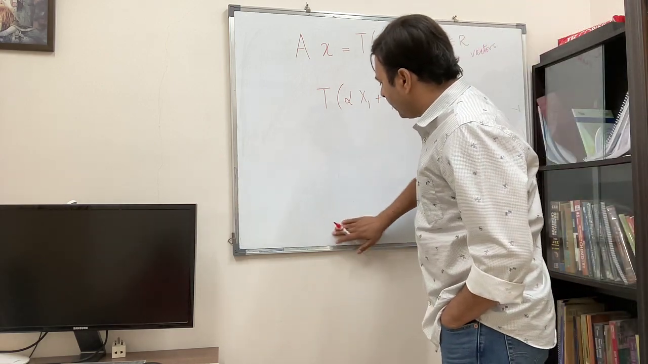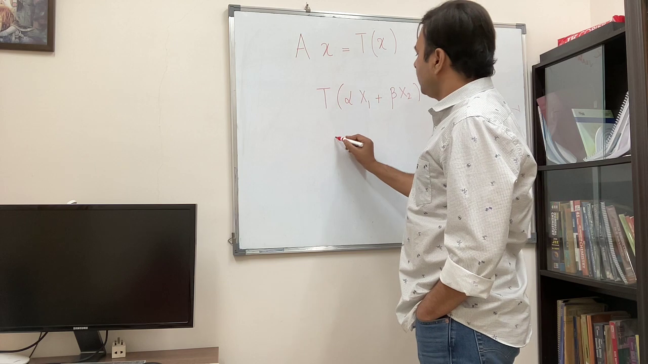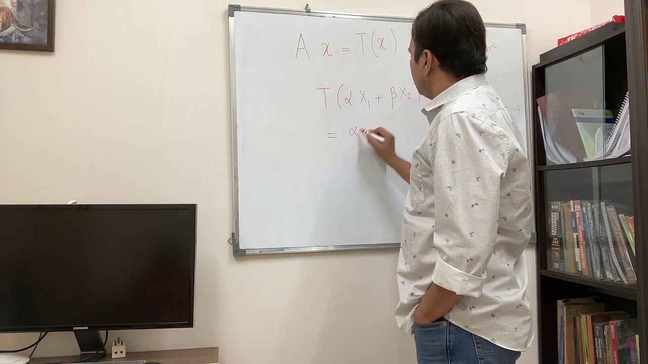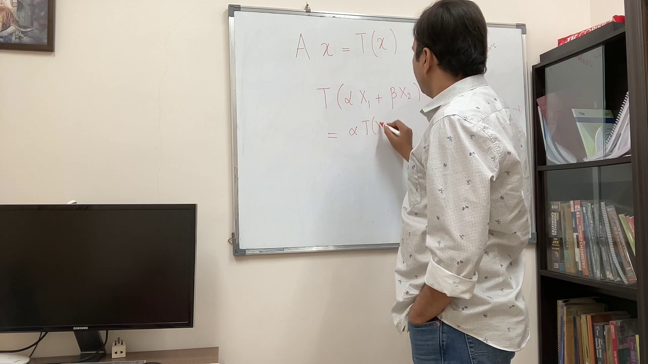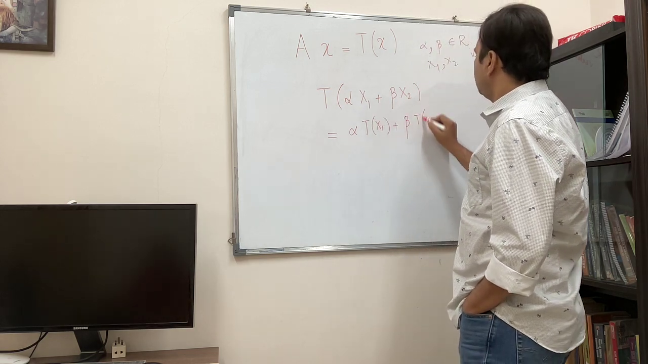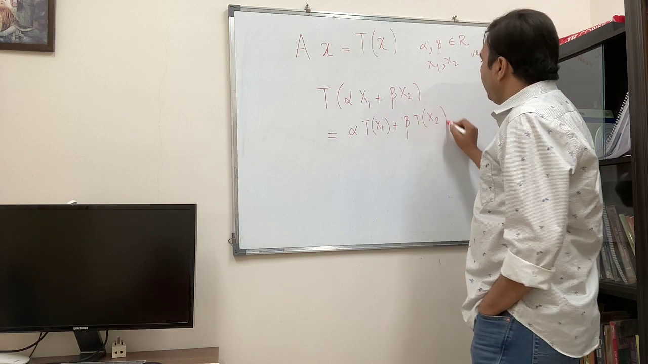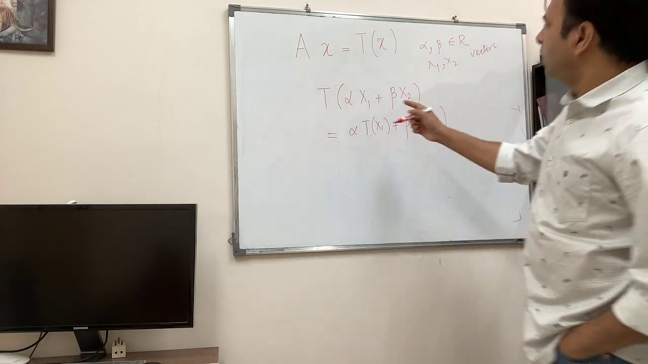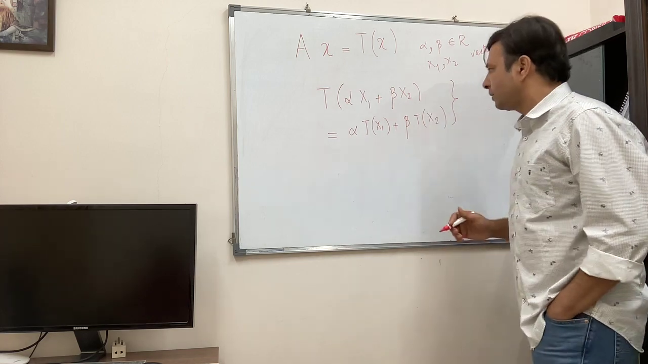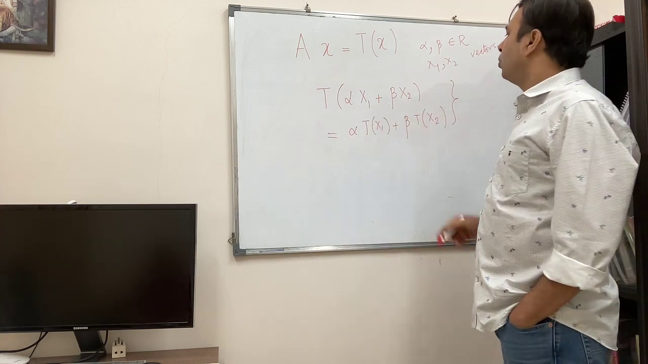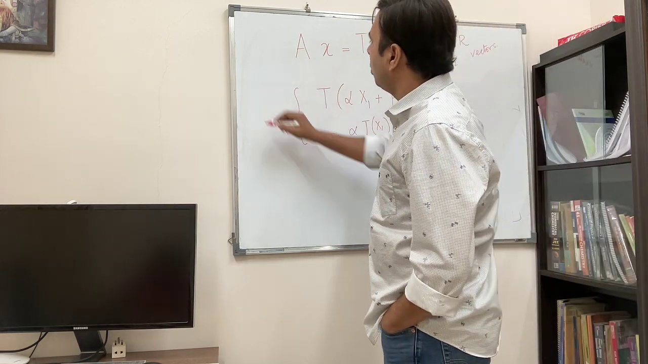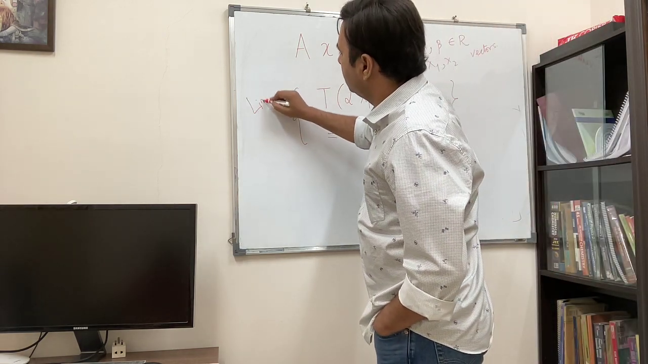If it satisfies one property, and what is that property? That T of alpha x1 plus beta x2 is equal to alpha T x1 plus beta T x2. It will not hold for all kinds of transformations, I'll give you an example. But if this holds, such transformations are called linear transformations.